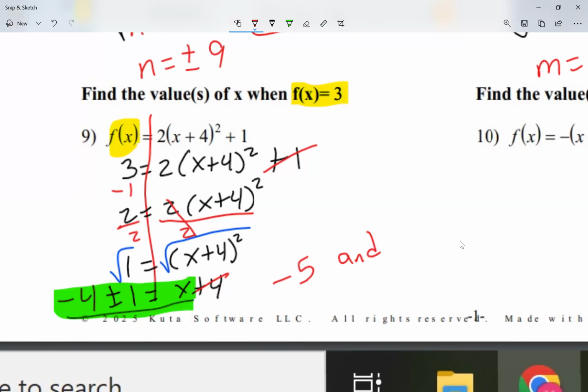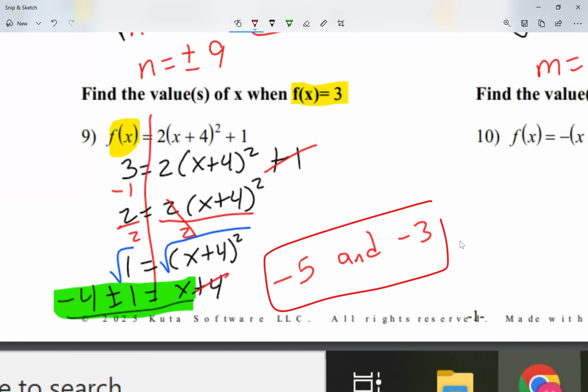And my other answer is going to be negative 4 plus 1. So I'm going to call that 3. Actually, negative 3. So negative 4 minus 1 gave me negative 5. Negative 4 plus 1 gave me negative 3. I wrote them from small to large.